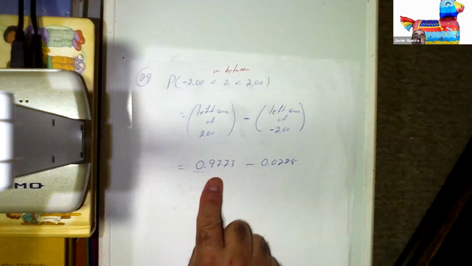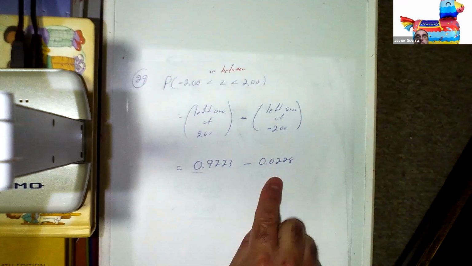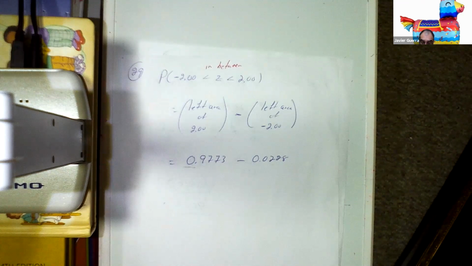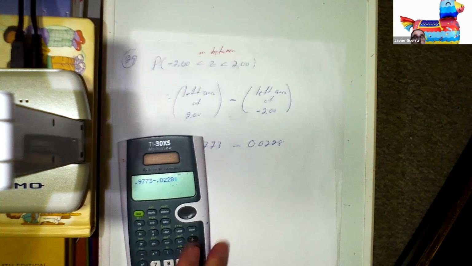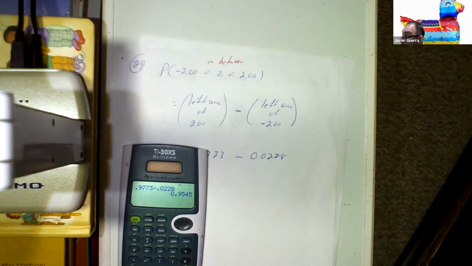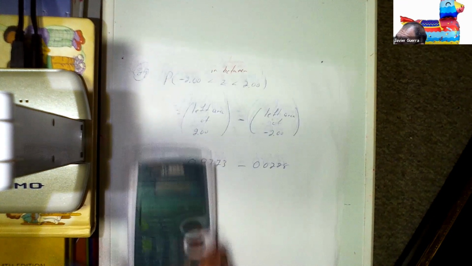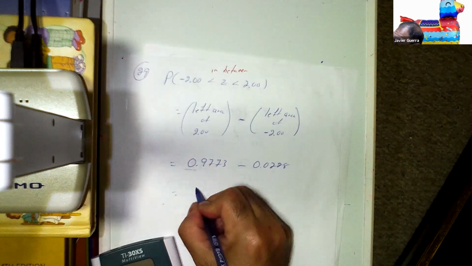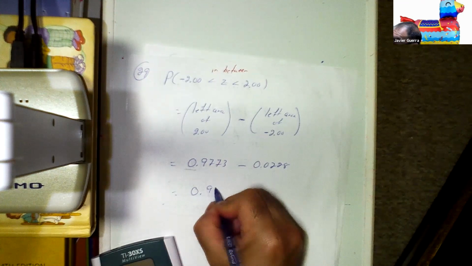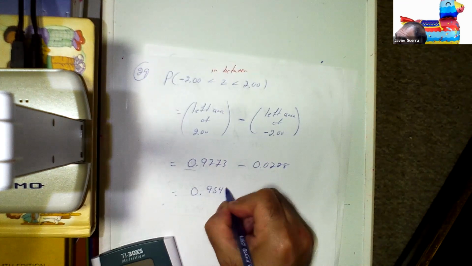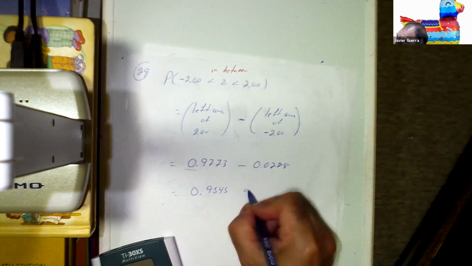0.9773 minus 0.0228. I'm going to subtract. That gives 0.9545, or 95.45%.